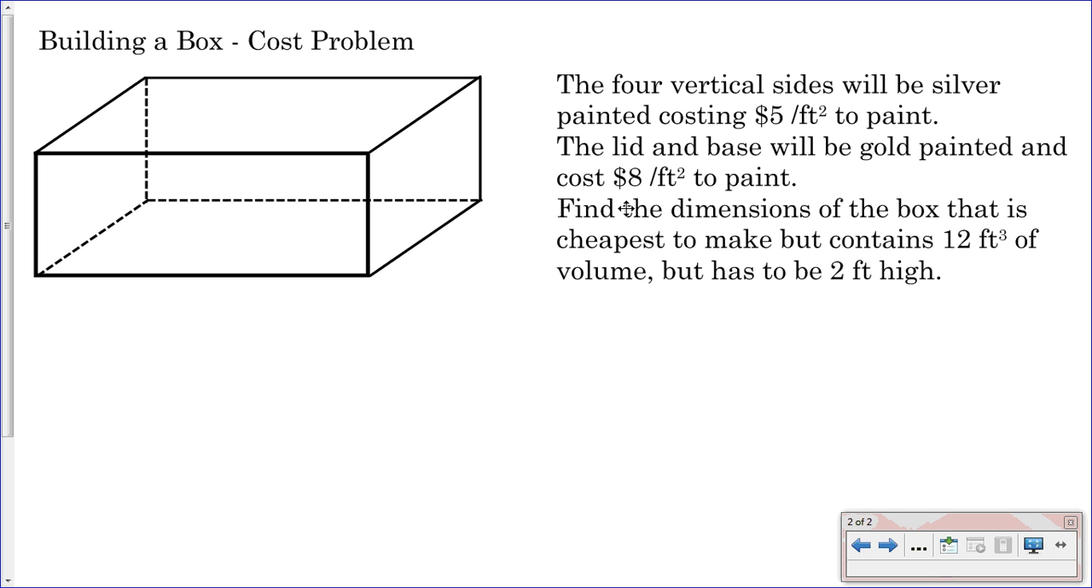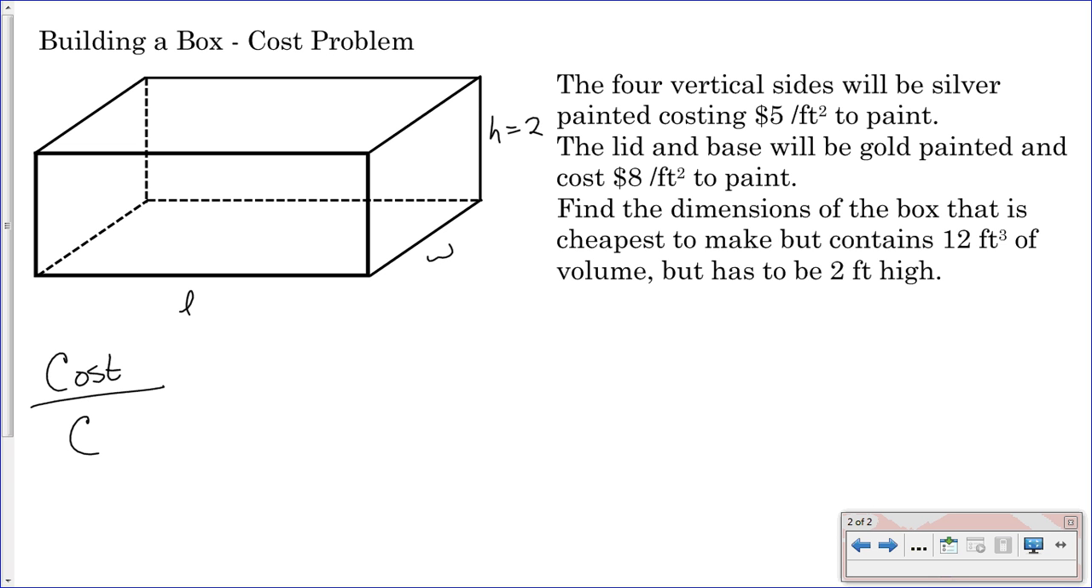What we need to do is find the dimensions of the box that is cheapest to make, but contains 12 cubic feet of volume and has to be 2 feet high. So we know that the height will have to be 2 feet, and then this is the width, and this is the length. Okay, so now let's figure out our cost.